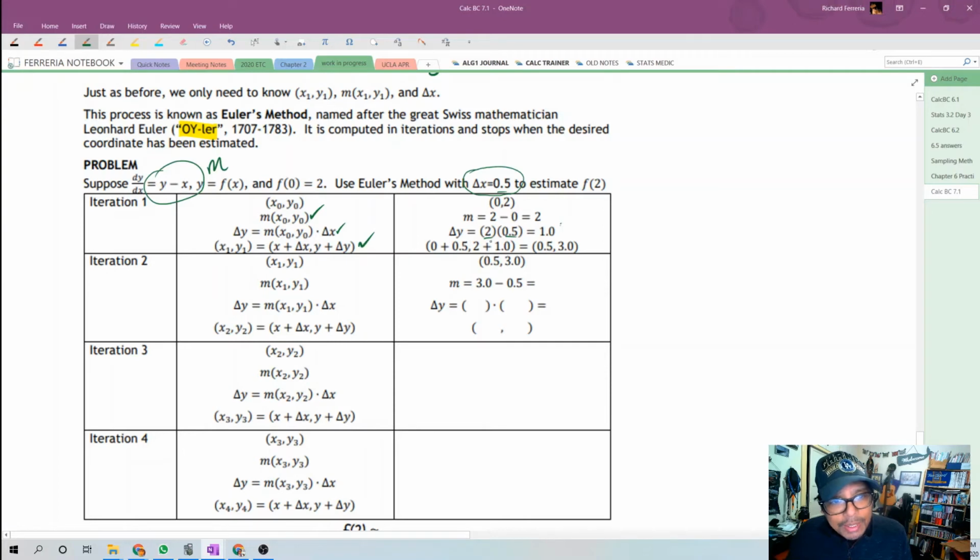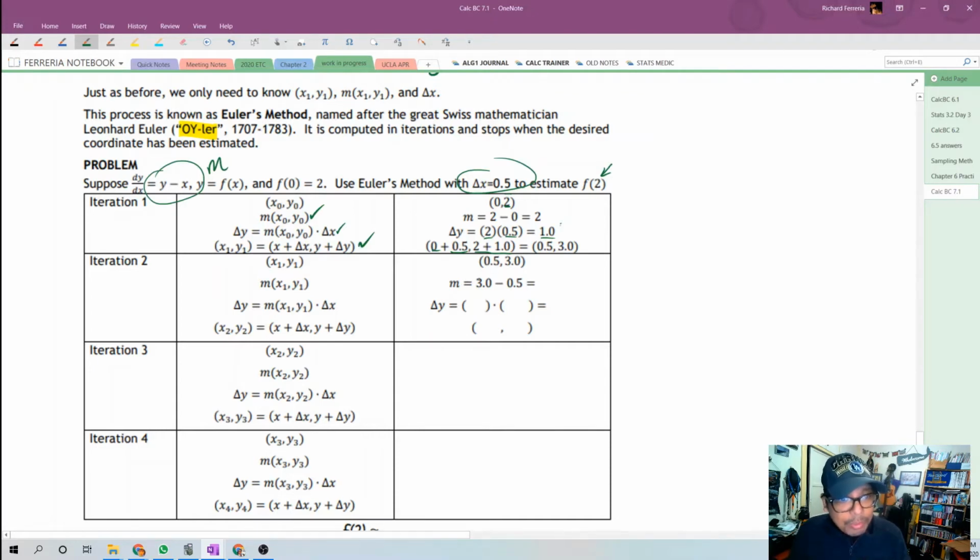Now that we have a delta y, the next coordinate is going to be x plus delta x, which is 0 plus 0.5. Remember, delta x is 0.5 from up here, plus y plus delta y. Remember, y, we started with 2. Our delta y, we said, was 1. And that gives us our next coordinate, (0.5, 3). And then we repeat, and we repeat as much as we need to until we have f of 2. Okay, so just keep on going.